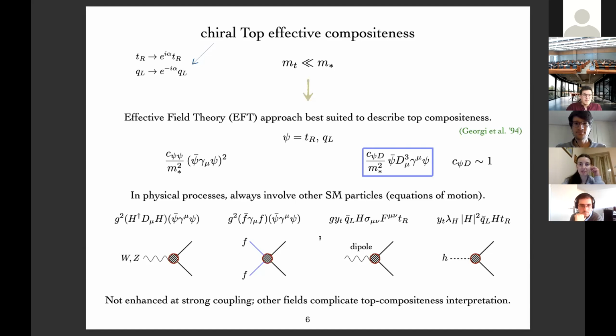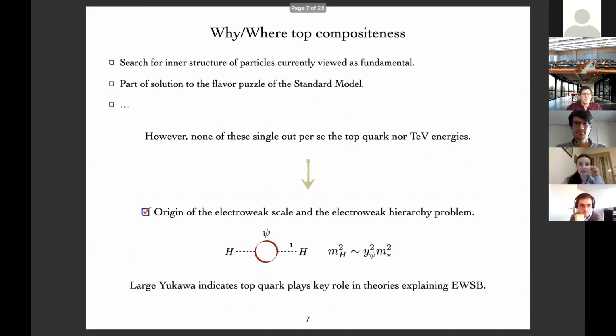In addition, the interpretation in terms of top compositeness is complicated by the fact that we have other fields. So take, for instance, this 4 fermion operator. If the non-top fermion f were as composite as the top is, the coefficient of the mixed fermion operator would be enhanced by g star squared instead of just gauge coupling squared. In this regard, it's very important to understand the power counting, that is the expected size of the operators associated with the theory that we are trying to study.